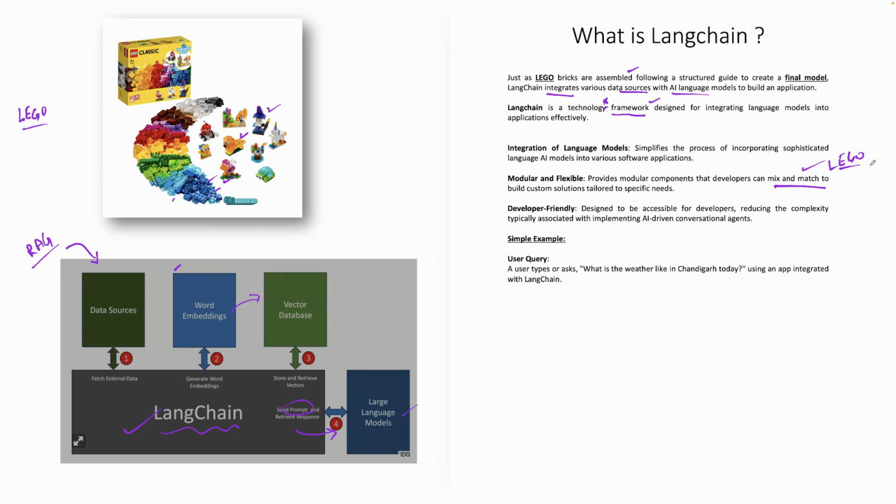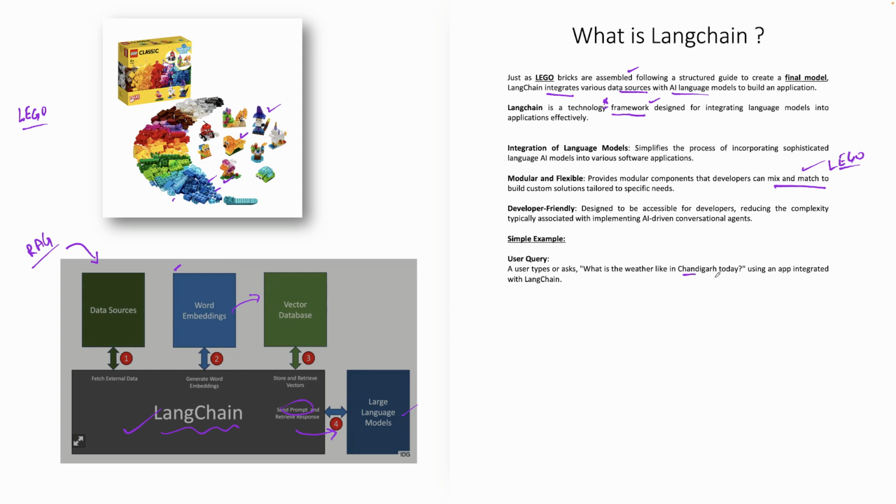Now here we'll take a very simple, basic example. A user is giving a query like, what is the weather like in Chandigarh today, using an app integrated with LangChain. Simple, right? You have an app which is integrated with LangChain, and probably you are asking a question, what is the weather in Chandigarh today?